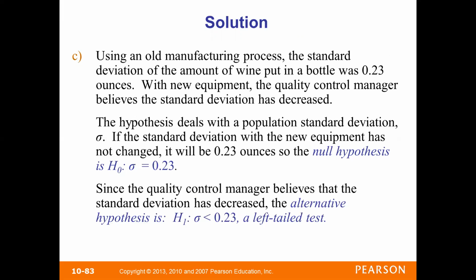The third case, we have previously had a situation where the standard deviation was 0.23 ounces. Our null hypothesis is that nothing has changed. It's a status quo. So our null hypothesis is still that the standard deviation is 0.23 ounces. The alternative hypothesis is that that standard deviation has decreased. So our alternative is that sigma is less than 0.23. Because we've indicated a direction, it's one-tailed. Because we're moving to the left, or less than, it's a left-tailed test.